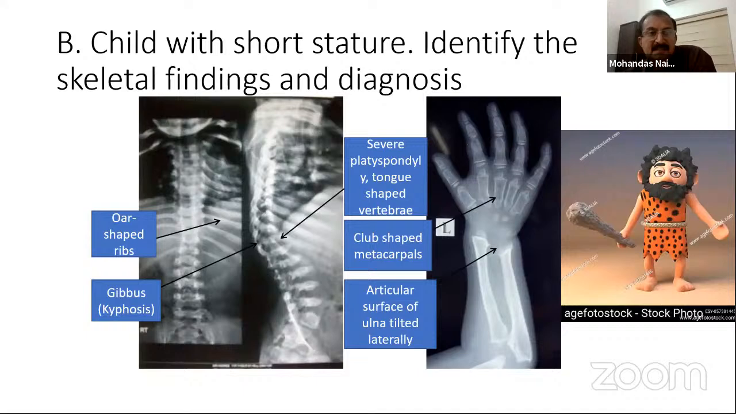All these features collectively are called dysostosis multiplex, usually seen in mucopolysaccharidosis. And here the child presented with a short stature, and this much platyspondyly is very characteristic of Morquio disease.